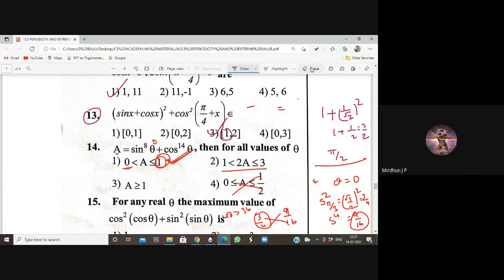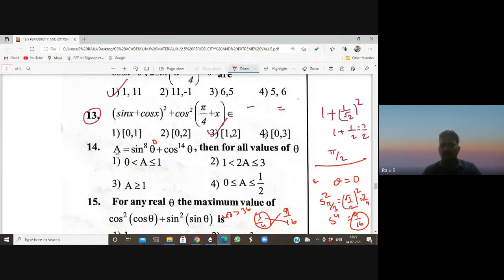The third option also we can cancel, sir, because its highest value is 1, but they have given A is greater than 1. So when dividing by 2, 3 by 2 is equal to 1.5. It is not possible. The given minimum value is 1 by 2. Clearly, we can cancel the fourth option already, as it is not greater than or equal to 1. So the maximum value is 1 only. Here A greater than or equal to 1 means the minimum value is alone 1.